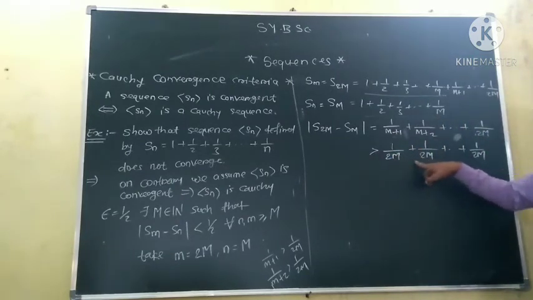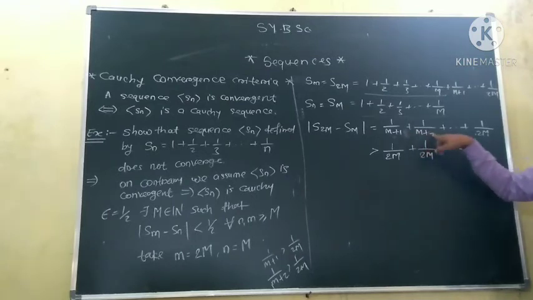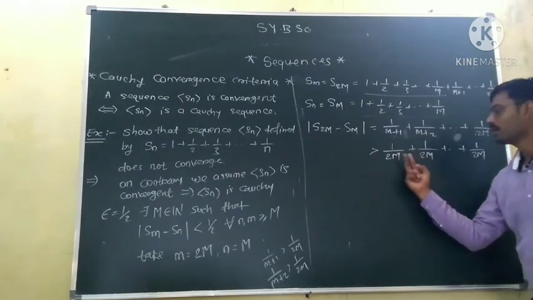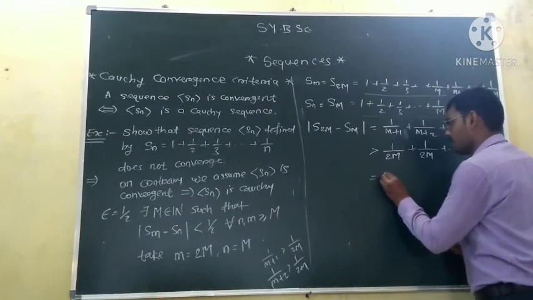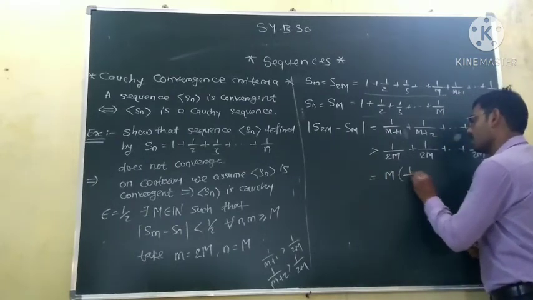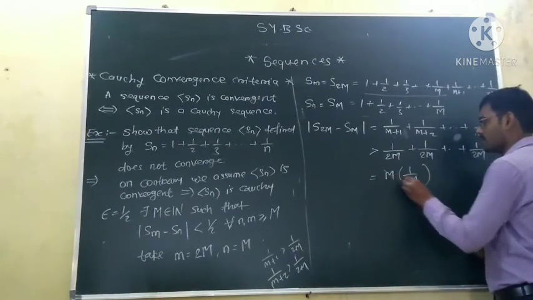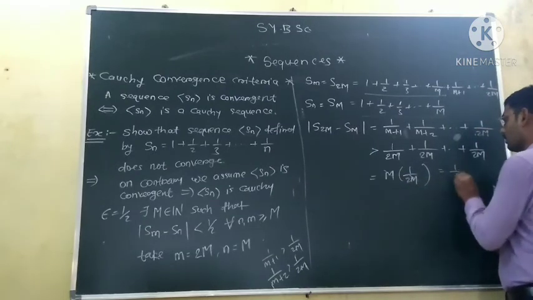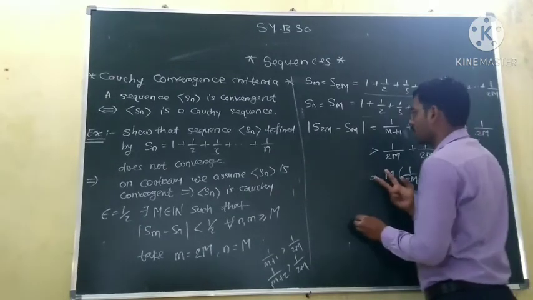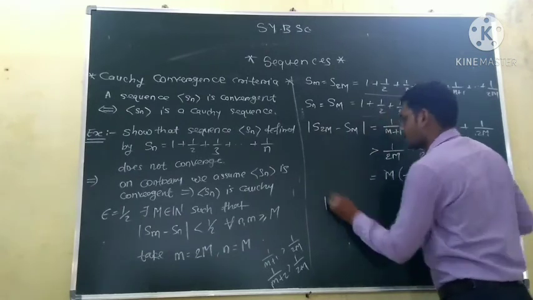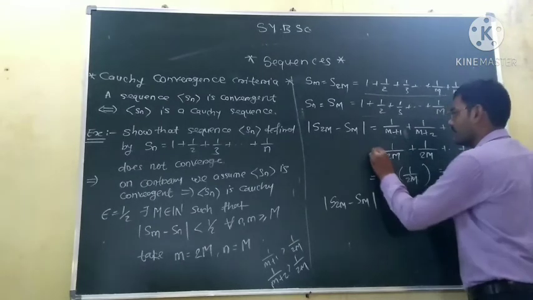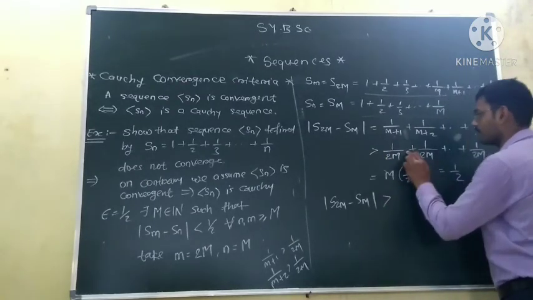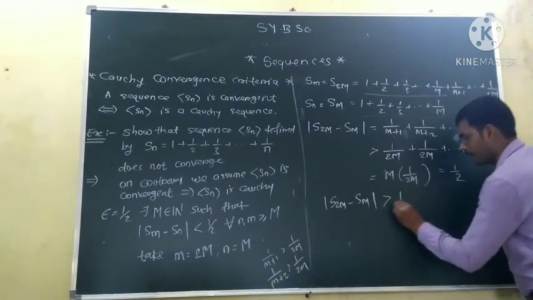Okay. And now this summation is over m terms, see now 1, 2 up to m. So these are the m terms. So this sum is taken m times. So this is equal to m times 1 upon twice m. So the m cancels, and this is equal to 1 by 2. So what do we get? We get that the difference between S2m and Sm is greater than this, which is equal to 1 by 2.